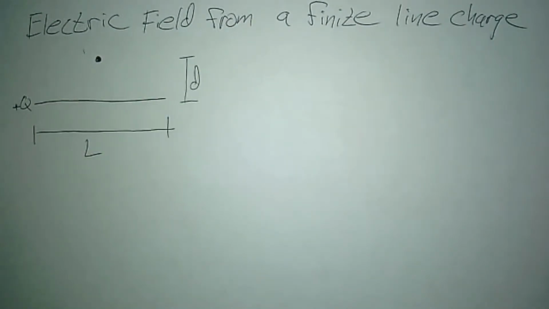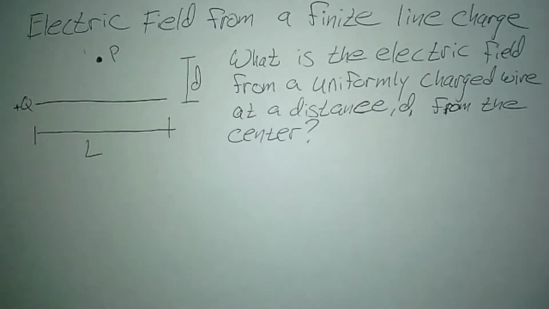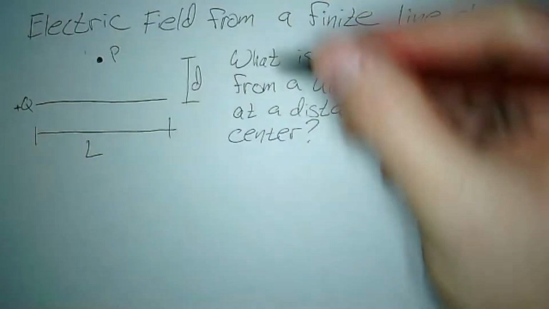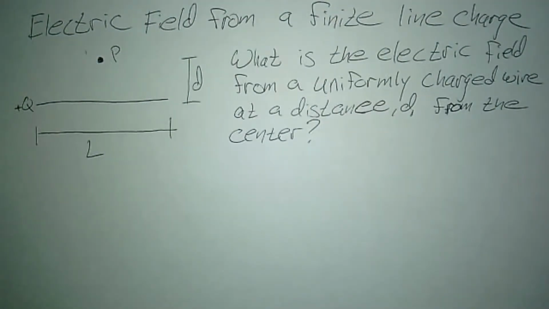So let me write down the question. So the question is, what is the electric field from a uniformly charged wire at a distance d from the center of that wire? So we're looking at point P here.